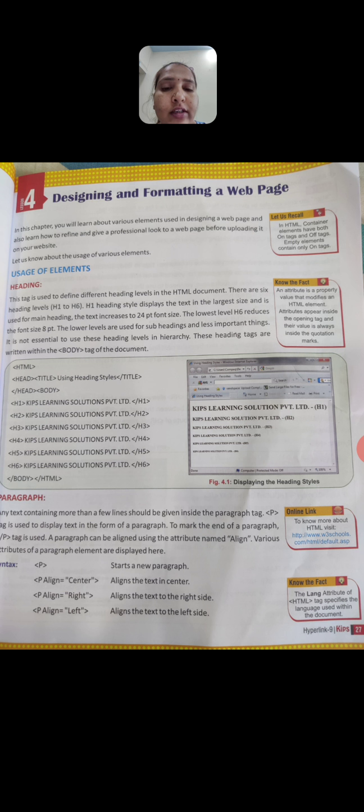If you want the paragraph at the center, we write the tag like this, P align center. If you want it on the right side, we write P align right. If you want it on the left side, we write P align left. Likewise we give the tag to the paragraph. If you give justify, it will take the default layout from the right side. That is all about the paragraph tags.